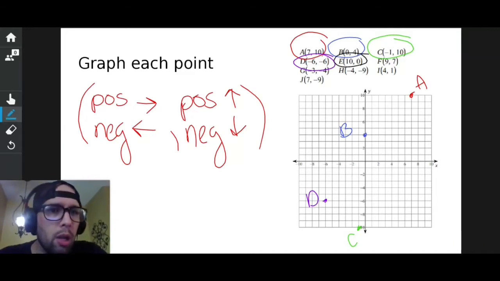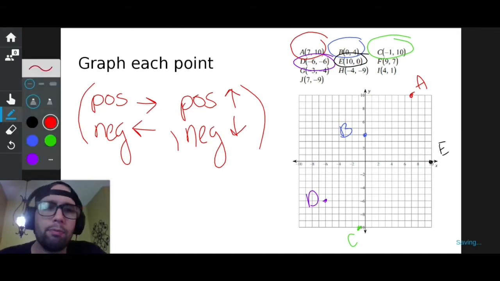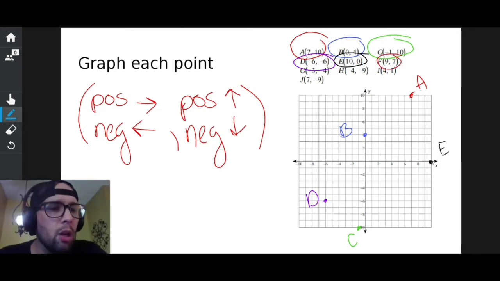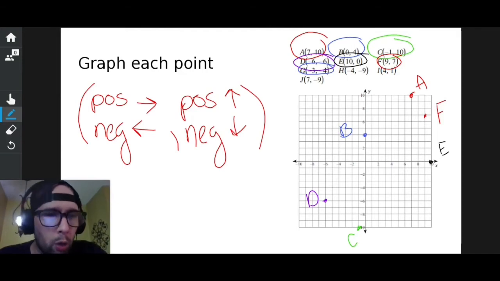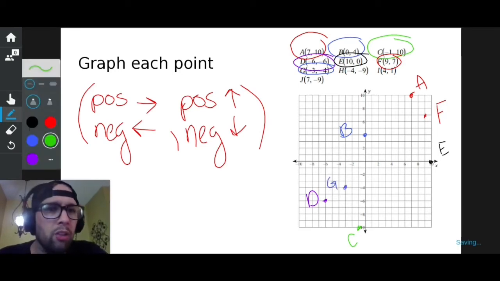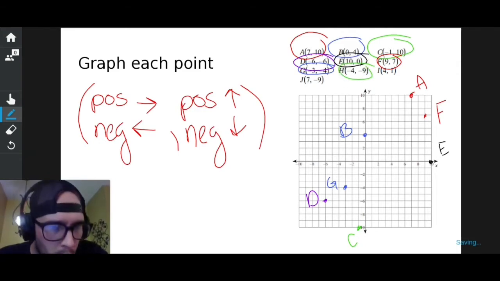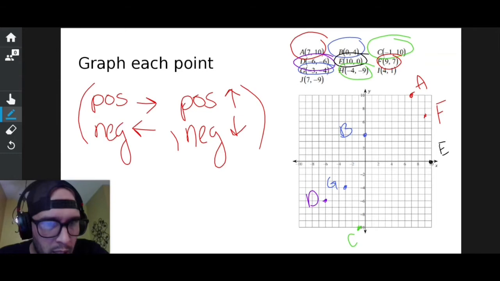10, 0 has me going right 10 and not moving. What do we call that? E. F is 9, 7, which means right 9, up 7. G has me at negative 3, negative 4, which means left 3, down 4. That's G. H has me at negative 4, negative 9, which means left 4, down 9. So that's H.